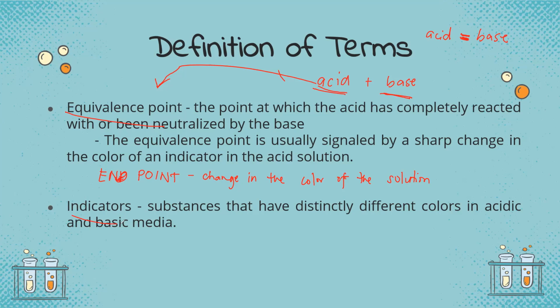And ang trabaho niya is nag-change siya ng color kapag there is a change in the pH of the solution. So kapag nagiging acidic na, nag-change siya ng color, or kung nagiging basic na ang solution, nag-change din siya ng color. So kasi, again, we cannot really see the equivalence point. It's just an approximation na equal na amount ng acid ang nag-react with the amount of the base. So endpoint talaga yung nakikita natin in the titration process.